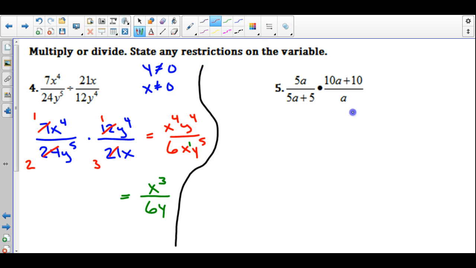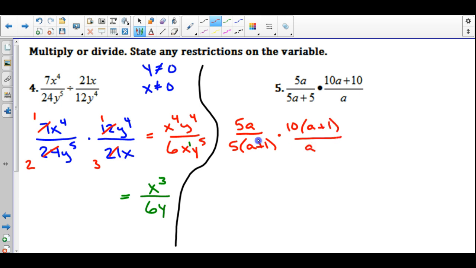With this one, I'll identify the restrictions right away again. I'll do it after I factor, actually. That would make it easier. So the first thing I'm going to do is bring down this top, which is 5a. I'm going to factor out a 5 here, and I'm going to write a plus 1 times, and then I'm going to factor a 10 out of this, 10 and then a plus 1 as well, over a.